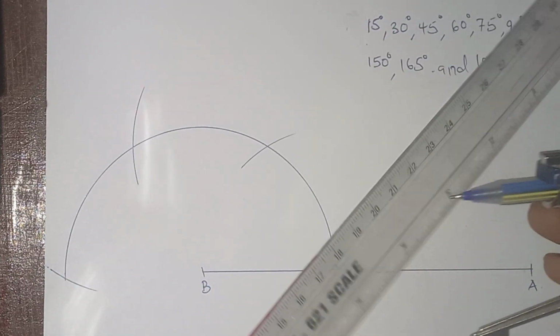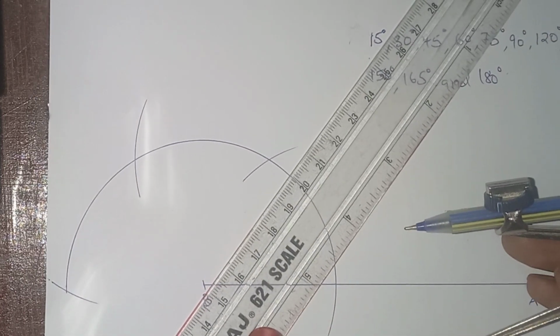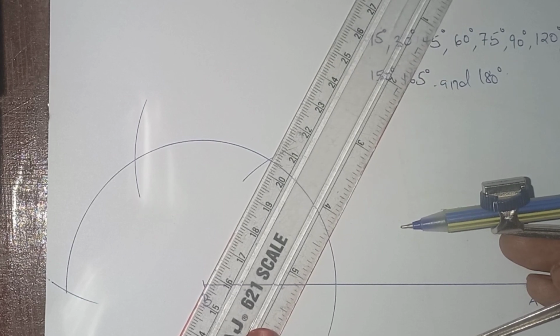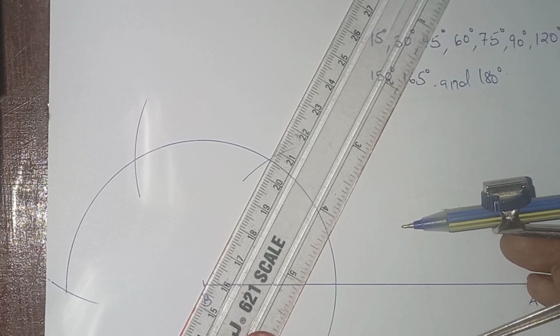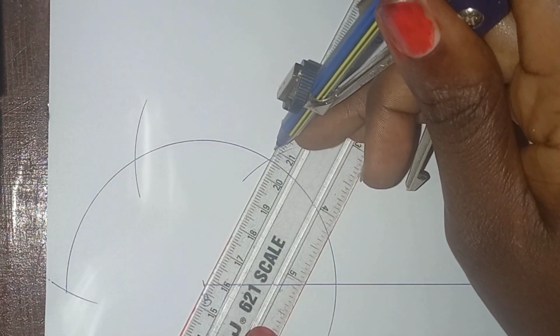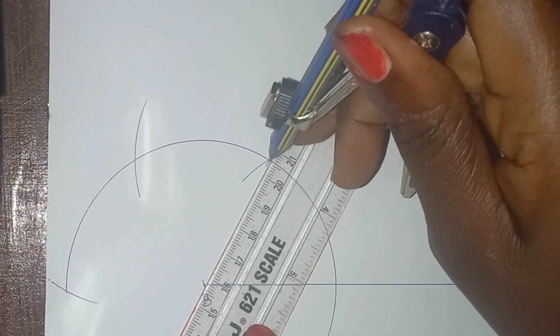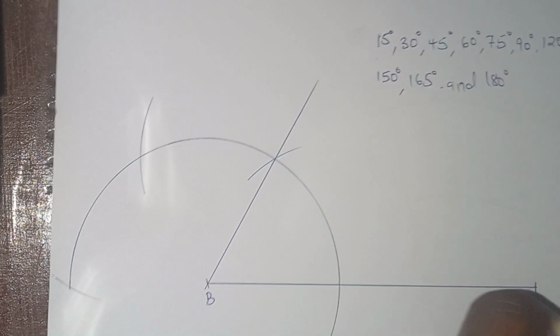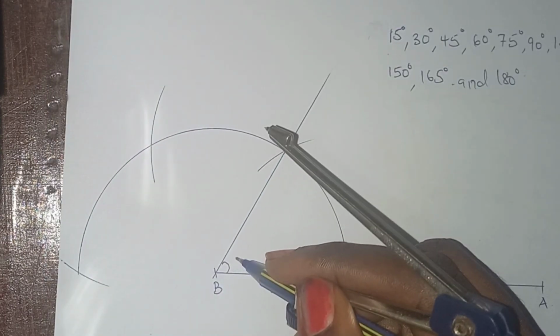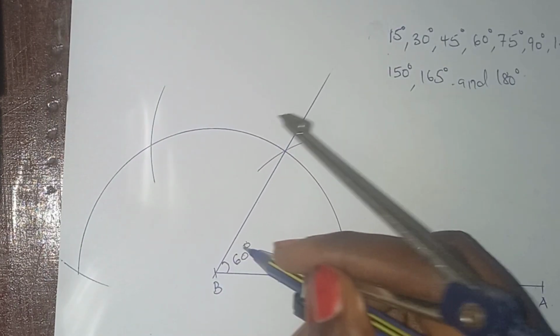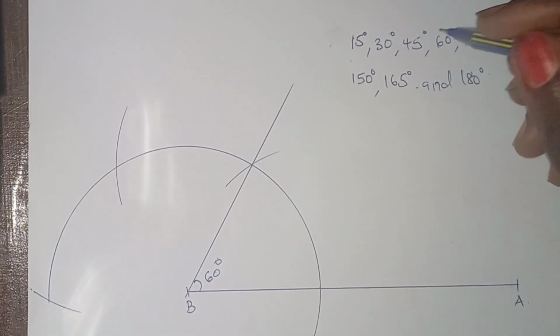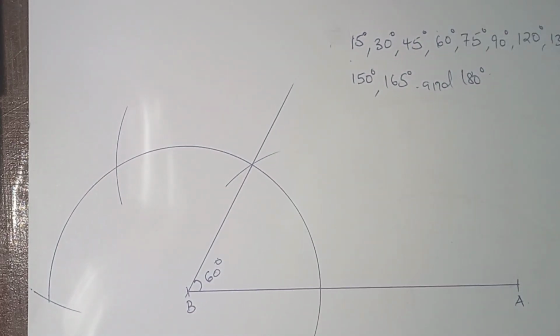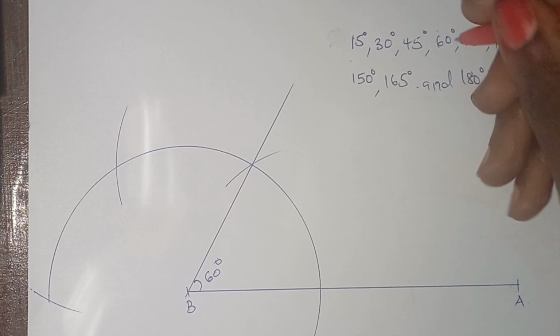When you project a line from point B up to the first arc, to meet this first arc at this point, the angle that is in between here is going to be 60 degrees. So that way you will have constructed 60 degrees.